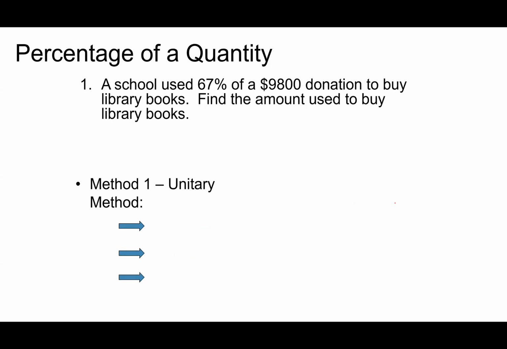All right, here's another one. A school used 67% of a $9,800 donation to buy library books. Find the amount used to buy library books. What's my whole? What is 100%?